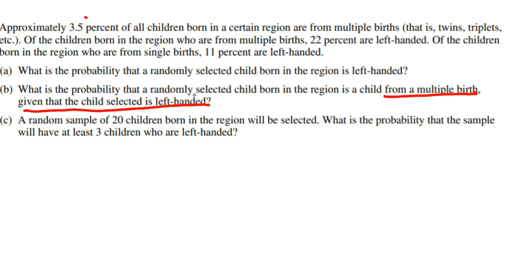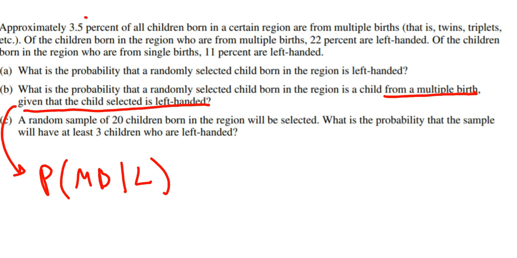So they're asking specifically for a conditional probability, and the conditional probability they want there is the probability that someone's from a multiple birth, given we know they're left-handed. Okay, that's the opposite of the probability given in the problem, just so we're clear. At the beginning of the problem, they said approximately 3.5% of children are from multiple births.